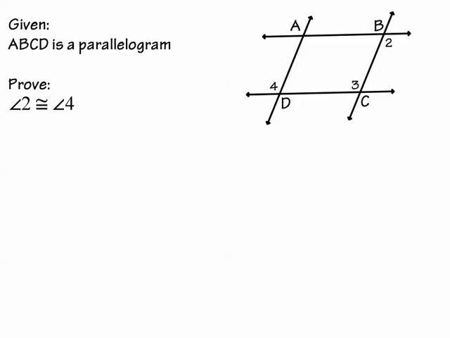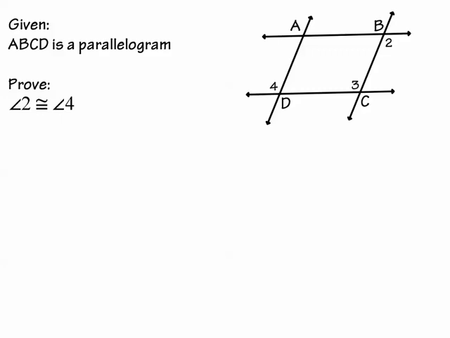In this case, we're looking at ABCD is a parallelogram, and we're trying to prove something about angle 2 and angle 4. First thing I notice in the diagram is that angles 2 and 4 are not inside the parallelogram. They're not opposite angles. They're not consecutive angles. They're most definitely not diagonals, and they're not sides. So none of those things that are properties of parallelograms are going to be useful in this proof.